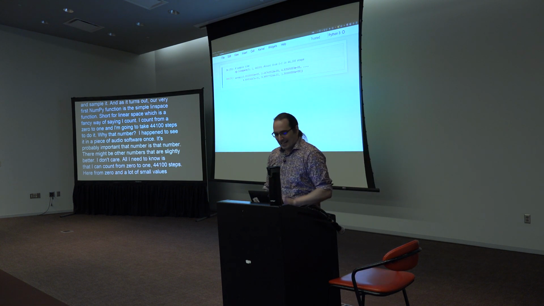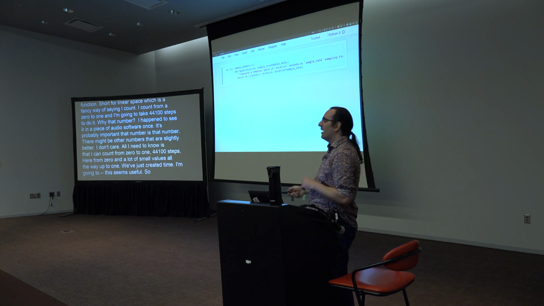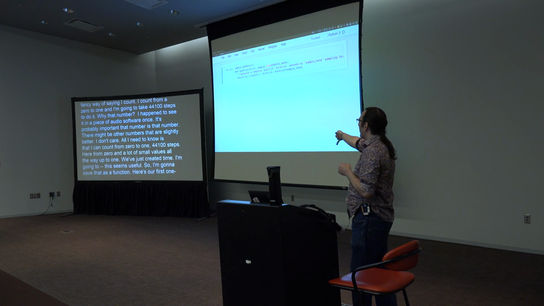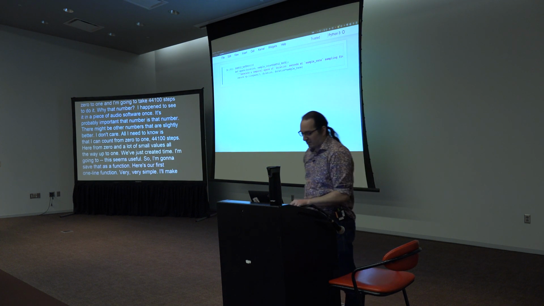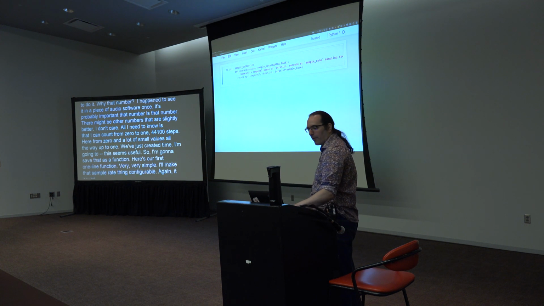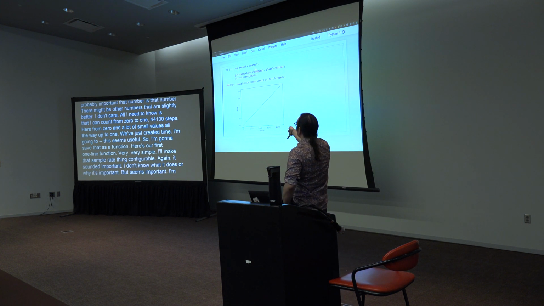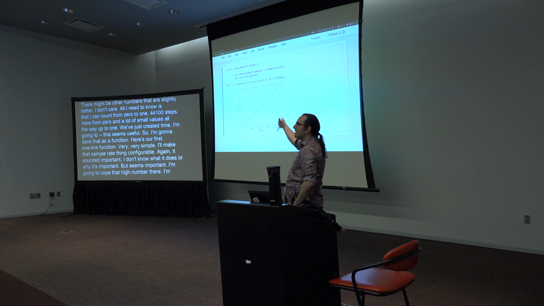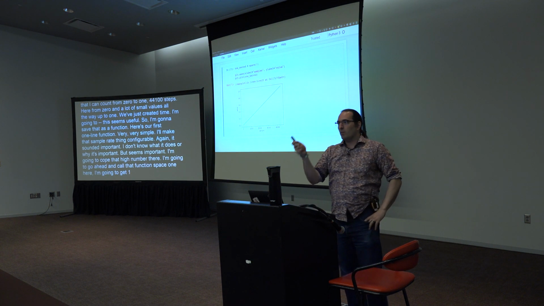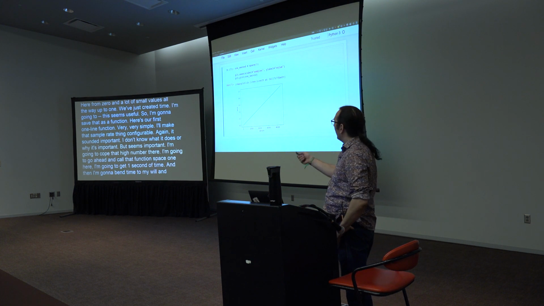We've just created time. This seems useful, so I'm going to save that as a function. Here's our first one-line function. Very, very simple. I'll make that sample rate thing configurable because, again, it sounded important. I don't really know what it does or why it matters, but it seems important. So I'm going to keep that high number there. And so I'll call that function space1 here. I'm going to get 1 second of time. And then I'm going to bend time to my will and create something amazing. But before we get there, we have to count.